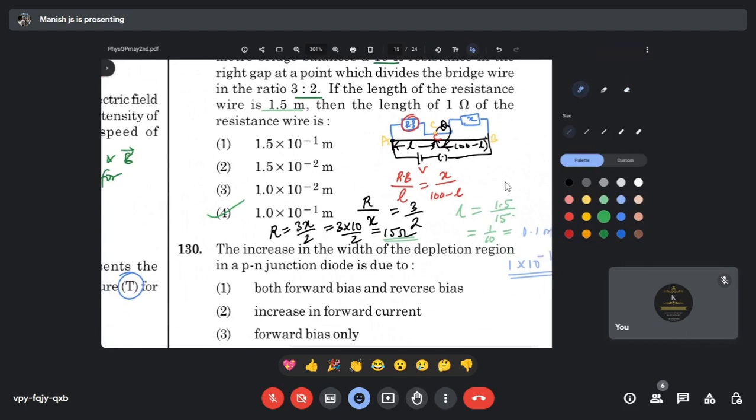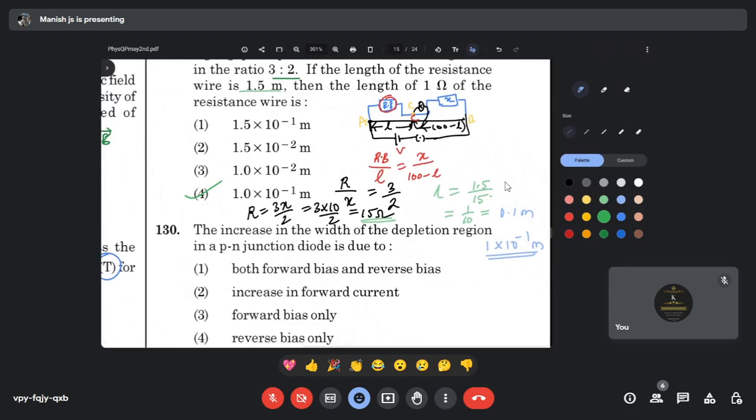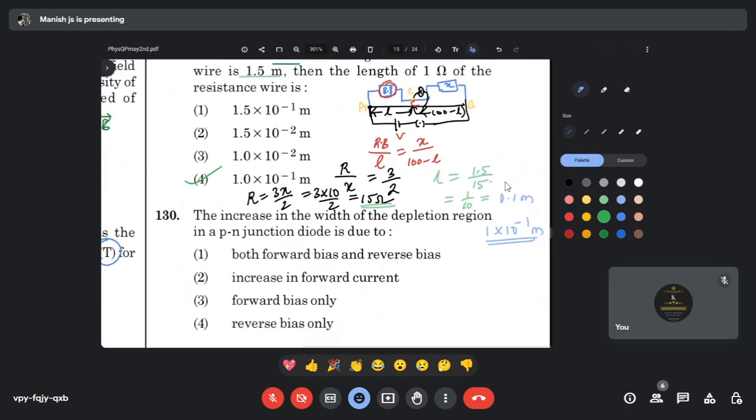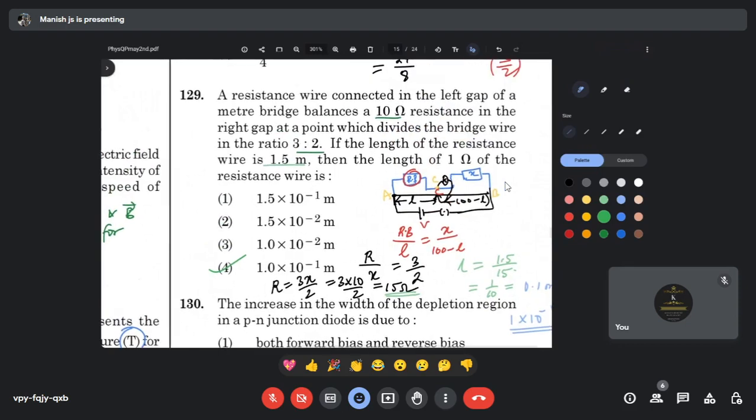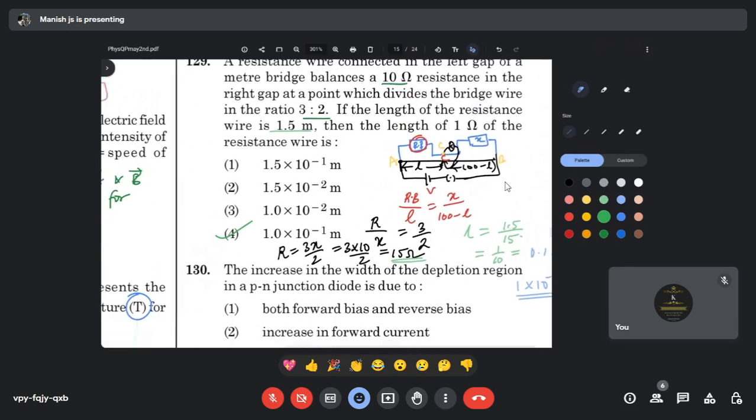Okay. So 1.5 divided by R, and that R is what? It is 15. That's why I've put 15 there. Do not get confused. So 1 upon 10, you get it as 0.1 meters, which is nothing but 1 into 10 to the power minus 1 meters. Is it clear? This is how you approach this question. Meter bridge concept is applied.